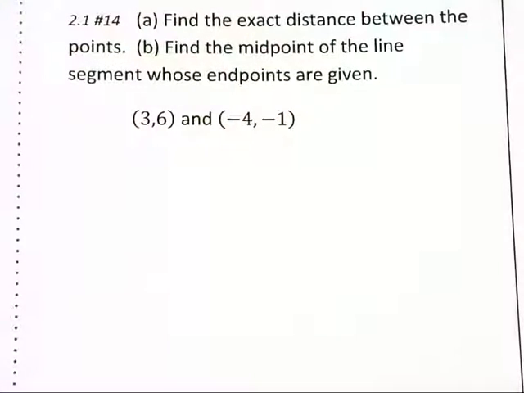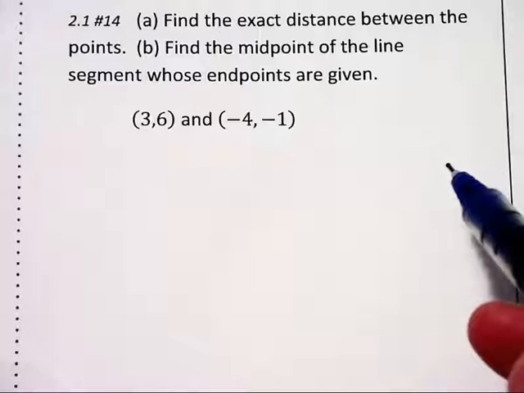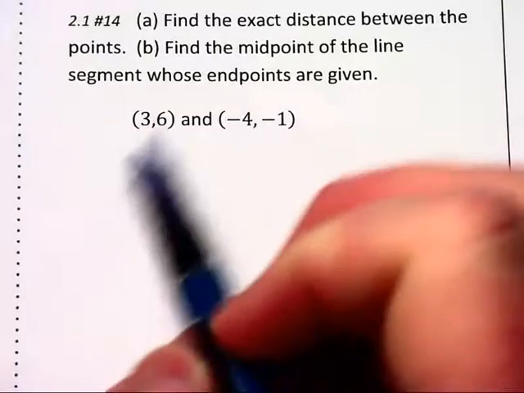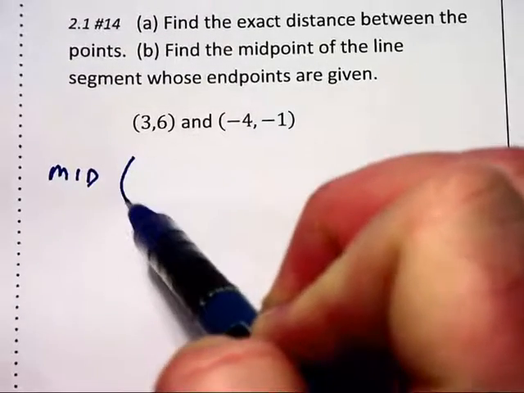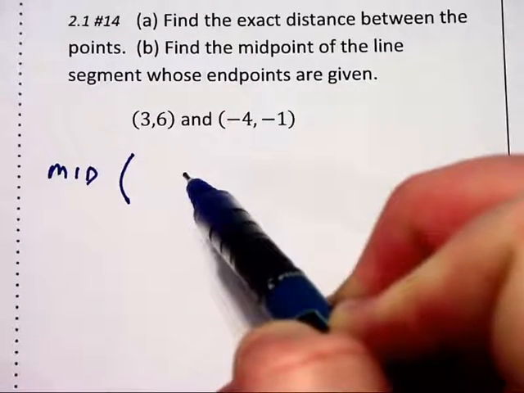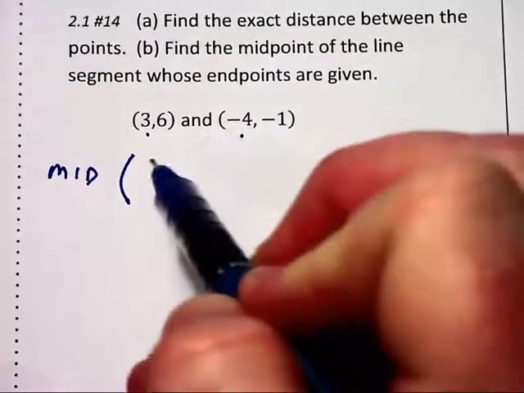I find it easier to use the Pythagorean theorem than to use that formula. For example, let's start with the midpoint. The midpoint is just the average of the x's and the average of the y's. So the x values are 3 and -4.